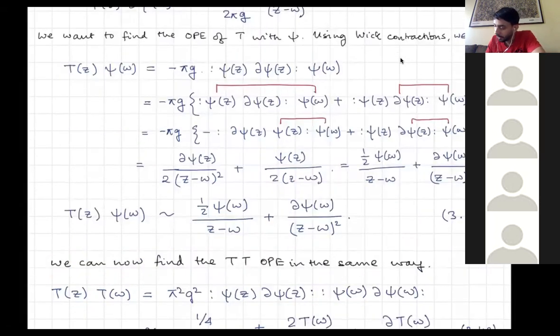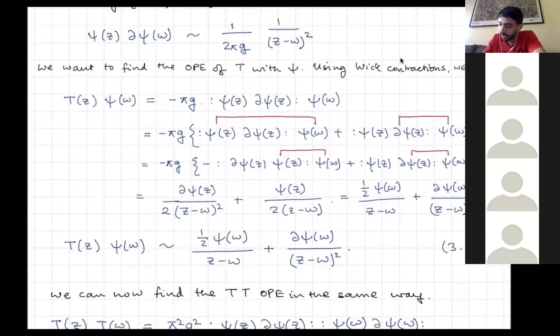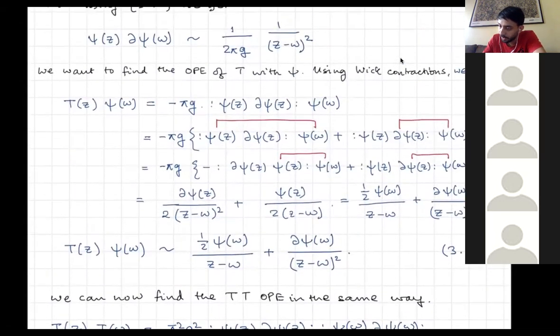I somehow didn't write this down, but let me write this down here. Psi is primary with (h, h bar) equal to (half, 0). And you will similarly see that psi bar is a primary with weight (0, half).